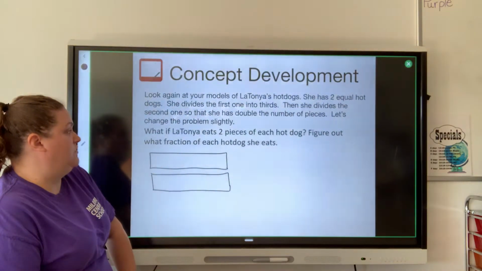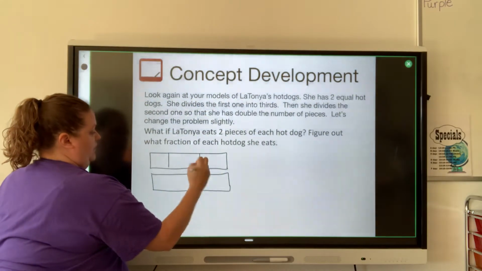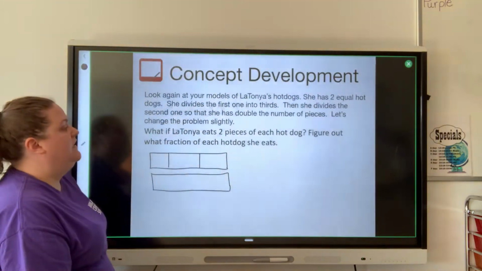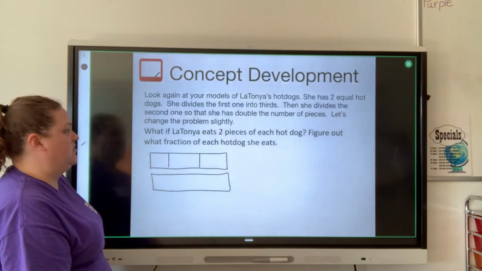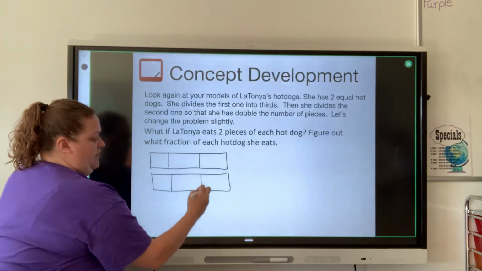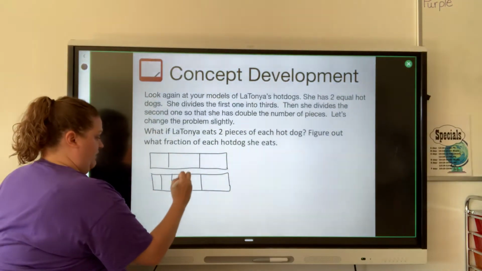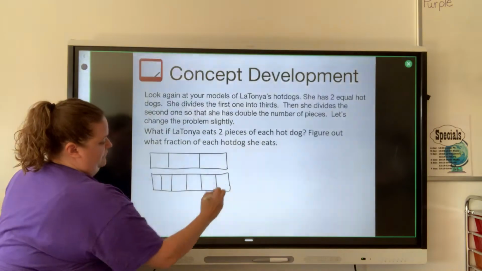She divides the first one into thirds. So 1, 2, 3. That's pretty equal. Then she divides the second one so that she has double the number of pieces. So I'm actually going to start out with my thirds. So I have thirds, but now you're going to need to do a line on each one to double it. So I'm going to make that one in half, that one in half, and that one in half.